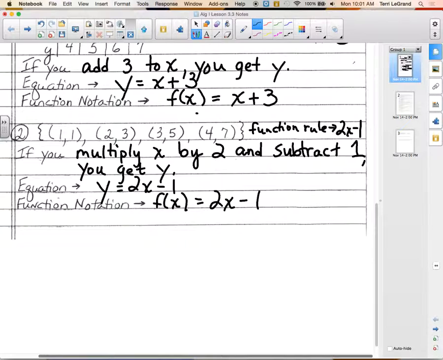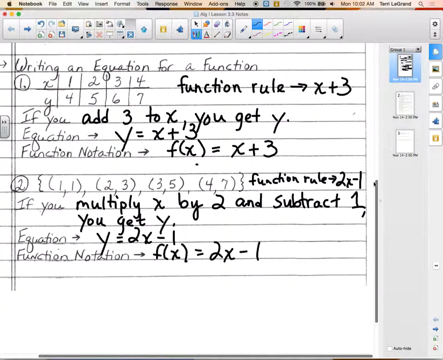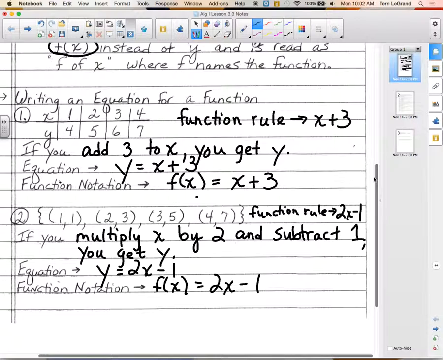You have to do this in your homework. You don't get to give up on it. You have to try things. You might have to multiply by something and add something. You might have to divide. You might have to add only. You might have to subtract only. But sometimes you might only have to do one thing in your function rule, one operation. Other times there might be a couple of operations that go on. So anybody have any questions about that?